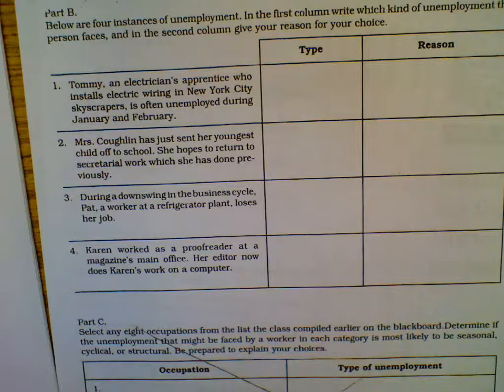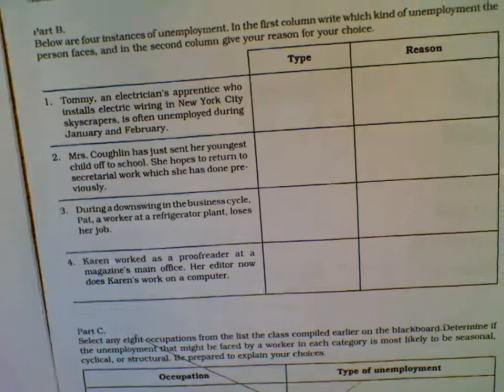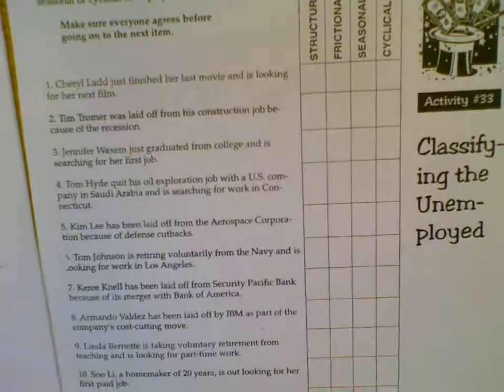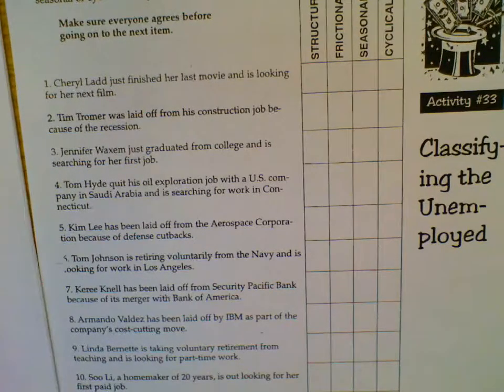And then finally, Karen worked as a proofreader at a magazine's main office. Her editor now does Karen's work on a computer. So a lot of jobs that were driven with labor can now be done with capital. And so she might have to be retrained and try to do something else. So that is a structural unemployment. This handout here, some of them I think you could argue in multiple ways.